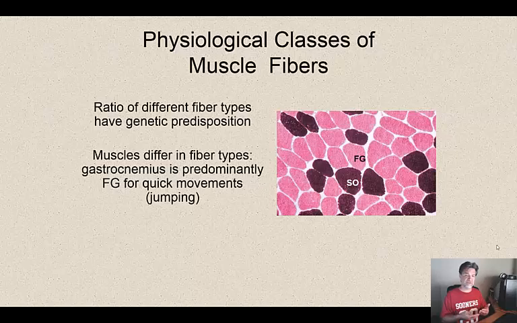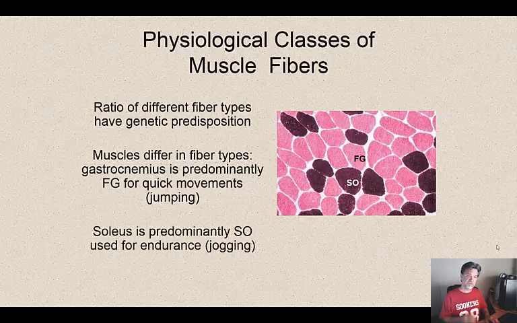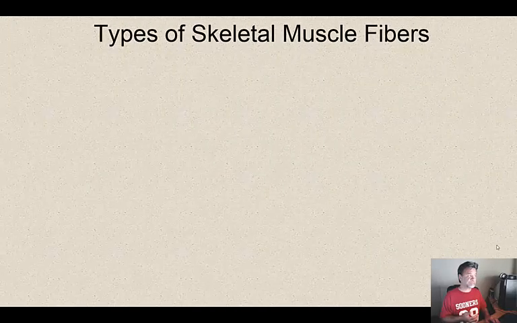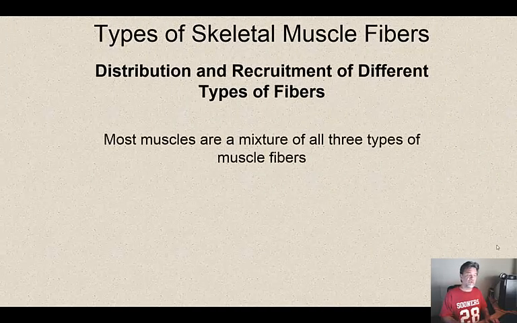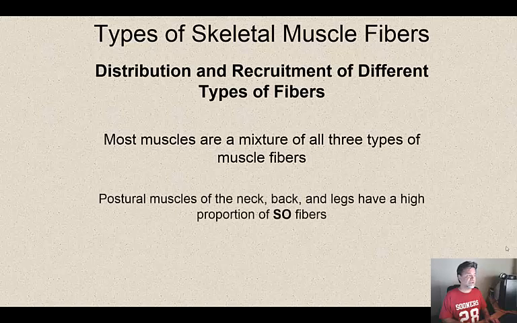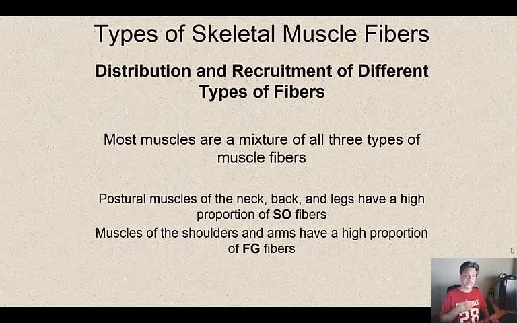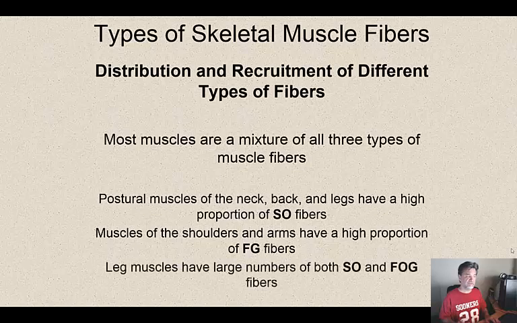So that's what I was talking about at first, that there is a mixture of these fiber types in each of your muscles. The soleus more likely has SO fibers because of long-term jogging, but still has FG fibers for certain processes that it's going to mediate. As we talked about, most muscles are a mixture of all three types. The ones responsible for posture, for long-term standing and so forth, are going to have lots of SO fibers. But in areas where you need quick movements to happen fairly frequently, you're going to have more FG fibers. And leg muscles are obviously going to be a mix.